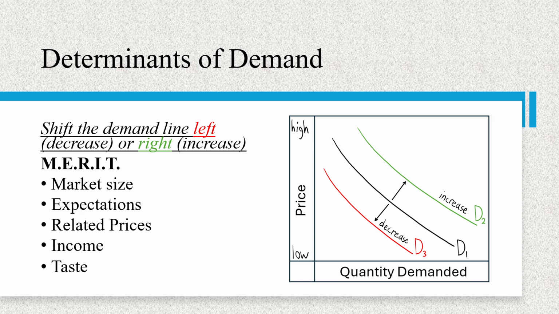Next is income. As you can imagine, people having more disposable income, more money to spend, they're going to spend that money, obviously. So the quantity demanded of any given good will increase as people spend more money on that given good. And finally, taste, pretty self-explanatory. If something is trendy or it's heavy in pop culture at a certain given moment, then the quantity demanded for that given item will increase in the short term.